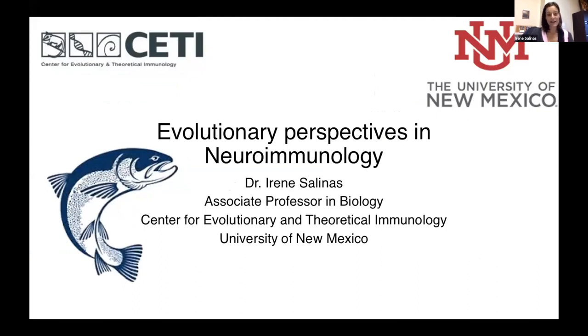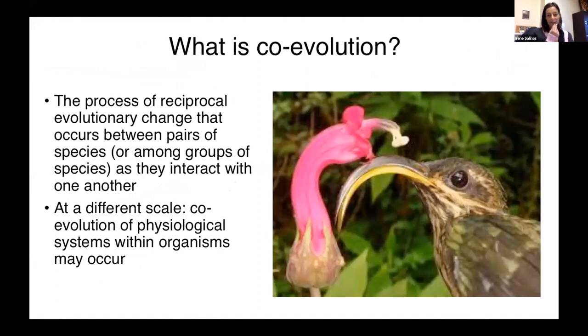And so we wrote recently this review paper where we really wanted to highlight this important process called coevolution. And coevolution overall always refers to this reciprocal evolutionary change that occurs between pairs of species that are interacting with one another, or even groups of species. But we can also think about coevolution in terms of interactions between physiological systems that occur within one organism or a group of organisms or a species.